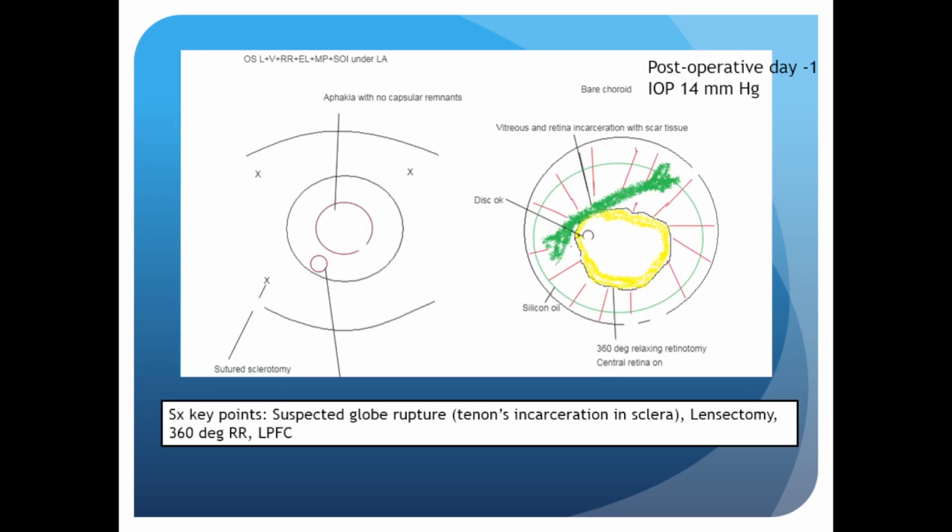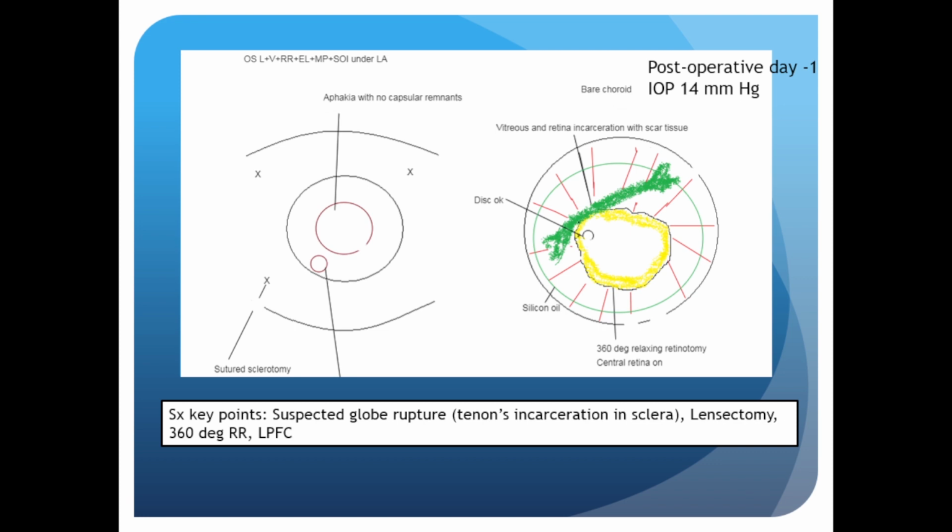Hold on. What other options can be done instead? Do we need to do a 360 RR? Sir, as the patient has incarceration over here, if we hadn't done the RR, the retina would not have settled. No, he's asking about 360. We could have done only a localized RR, right? Only near the site of the retinal incarceration, cut it off from the rest of the retina. Yes, sir. Keep the rest of the retina there.